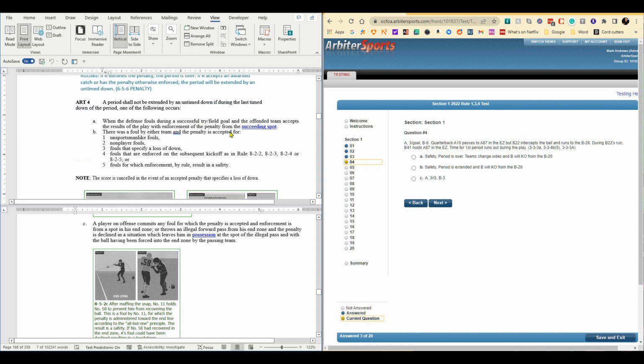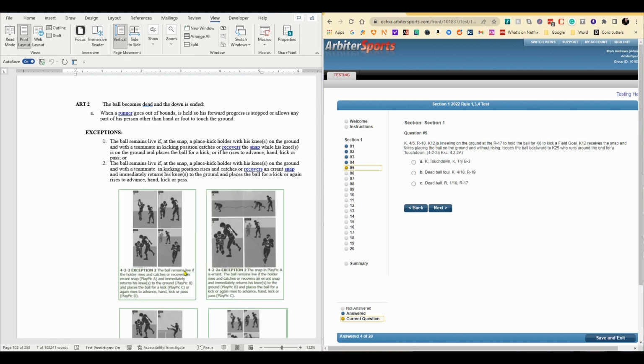And in 3-3-4-b, sorry, I'm having a good time. Number 5 says we don't extend a period for fouls which enforcement by rule results in a safety. So we're going to have a safety. Period is over. Teams change sides. B will kick off from the B20. Okay, so the answer is A.